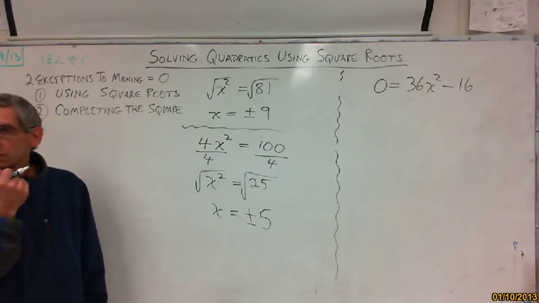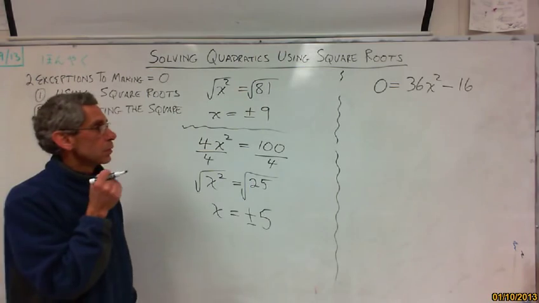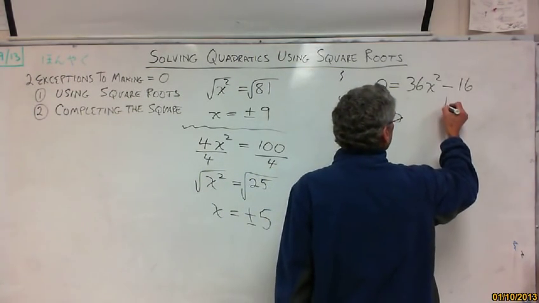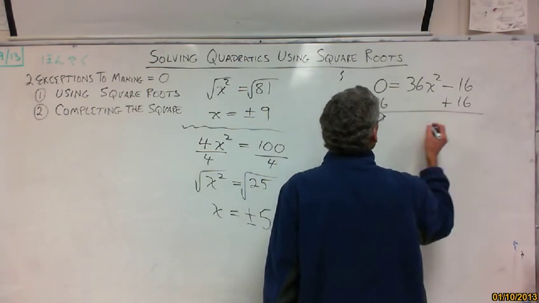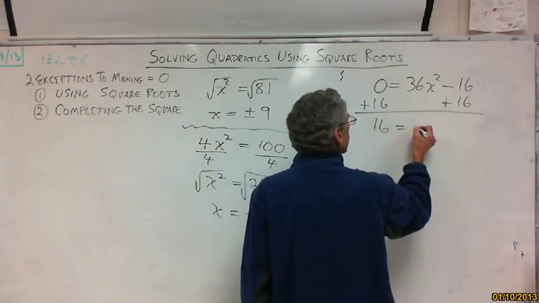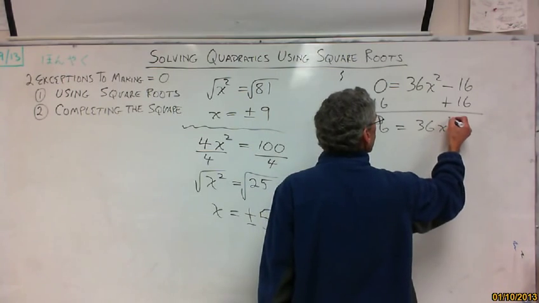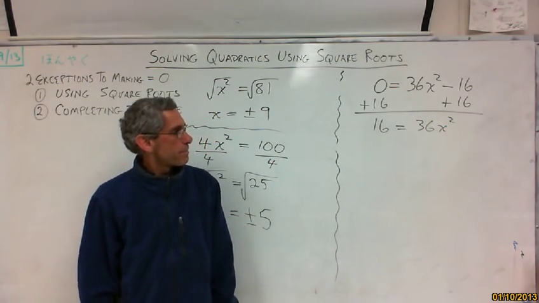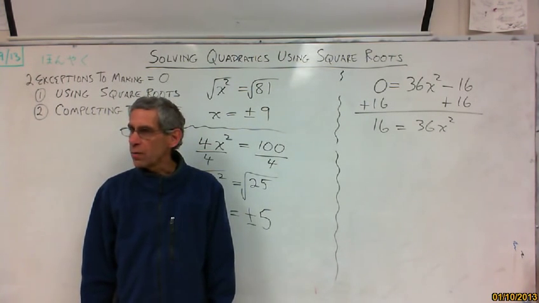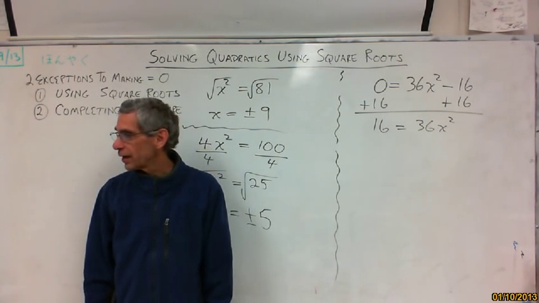What would you do? So, yeah, I'd add 16 first, right? Add 16 first. So I have 16 is equal to 36x squared. Now, what can I do? I want an x squared really. Ideally, I want my x squared by itself.